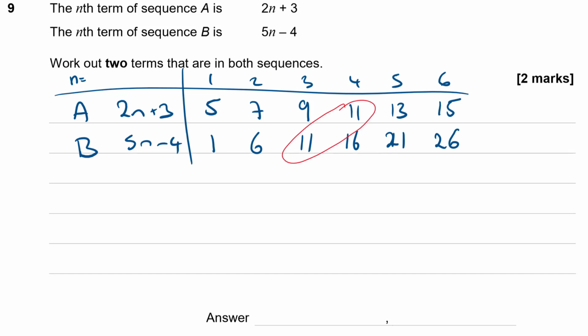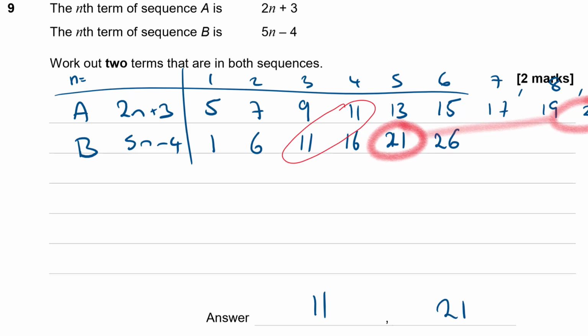Okay, we've only got one, so we need to go a bit further then. Okay, so let's just add a few more on. 7, 8, 9, 10. We're going to have to go that far. So this one was going up in 2s, wasn't it? 17, 19, 21, 23. Okay, I found another one then. So I've got 21 here and 21 over there. So that is 11 then is in both lists, and 21 is in both lists.